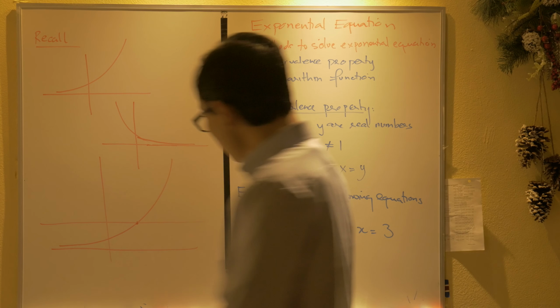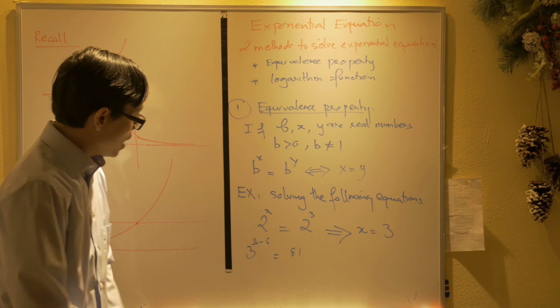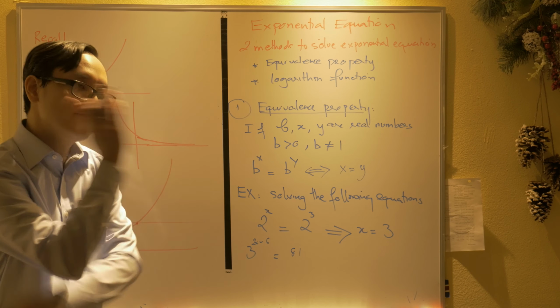Alright. This is an exponential function because we have an exponent and we have the base. The exponent for this power number is 2x minus 6. This is just a number. Then how do we do this?